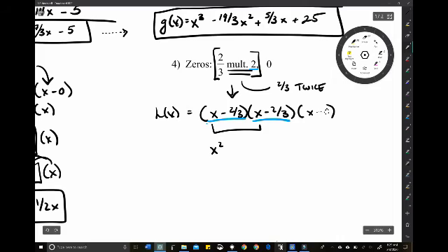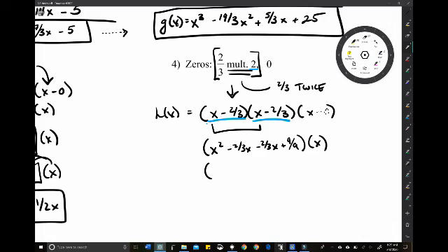So x squared minus 2/3 x minus 2/3 x plus 4/9. Okay. 2/3 times 2/3. And then times that x. And we'll add our like terms. -2/3 minus 2/3 is -4/3.